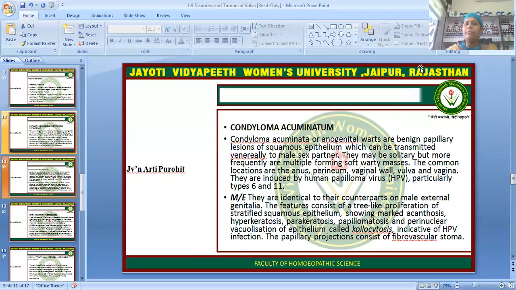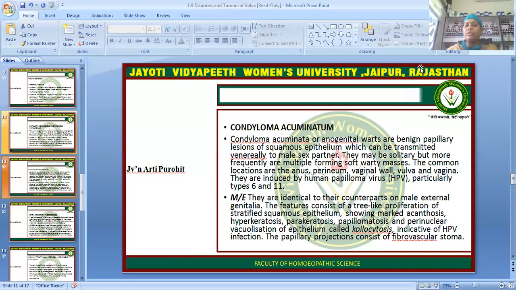These are benign papillary lesions of squamous epithelium, which can be transmitted venereally to male sex partner. They may be solitary and more frequently are multiple, forming soft warty masses. The common locations are the anus, perineum, vaginal wall, vulva, vagina. They are induced by human papilloma virus, particularly type 6 and 11. Microscopic examination, they are identical to their counterpart on male external genitalia.